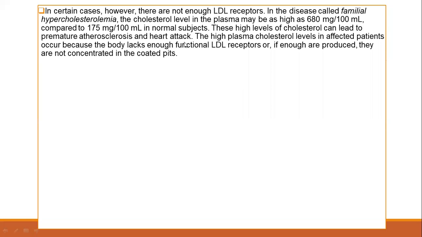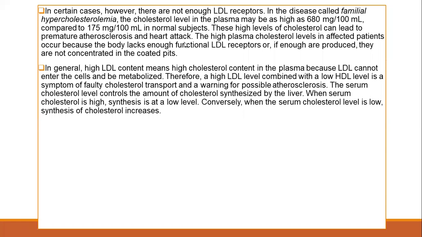Kakos siya ko ay blockage. Arteriosclerosis, the high plasma cholesterol levels in affected patients occur because the blood lacks functional LDL receptors, or enough are produced, they are not concentrated in the coated pits. Nara siya sa plasma. Okay, in general, the high LDL content means you have a high cholesterol content in the plasma.